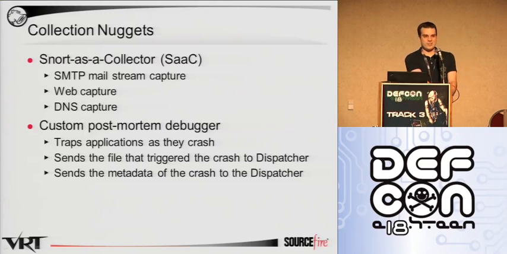If you're interested in file fuzzing and more of an attack research-oriented kind of person, we've got a custom postmortem debugger. What that'll do is it actually trap applications as they crash and send the variant of the file through the dispatcher which caused the crash, along with any context information. By context information here, I mean the actual instruction which it crashed on and the exploitability of that crash. So this has a number of really useful applications.